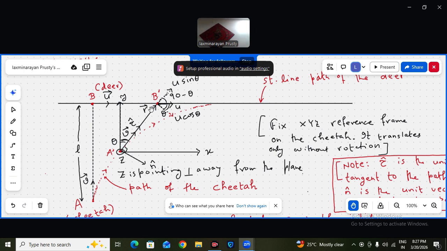And this R bar direction, R bar is the position vector of the deer with respect to the cheetah. This R bar and the velocity V of the cheetah are in the same line, as you see. Both are tangential to the path. The unit vector along this tangential line is tau cap, and the unit vector perpendicular to the path is n cap. So tau cap and n cap are mutually perpendicular. Right?